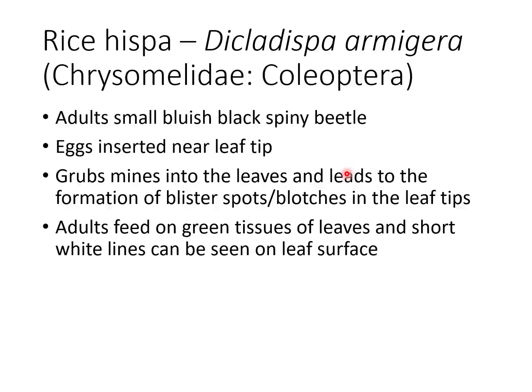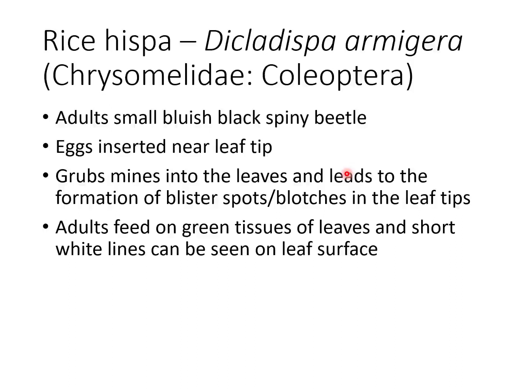Coming to the next pest, this is a minor pest, rice hispa. We have completed almost all the major pests infesting rice. Now we are moving into the minor pests. The first one is rice hispa, Dicladispa armigera. Though it is a minor pest, we can see the pest very commonly in the rice field, but the damage caused by the insect is pretty limited.